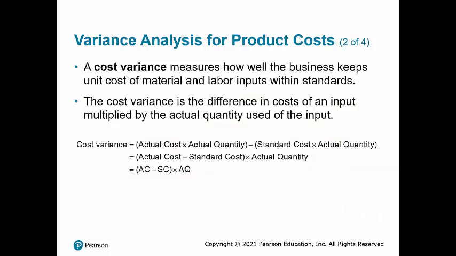A cost variance measures how well the business keeps unit cost of material and labor inputs within standards. As the name suggests, the cost variance is the difference in cost, or actual cost per unit less the standard cost per unit of an input, multiplied by the actual quantity used of the input. For example, if the actual costs are higher than the standard, the variance is unfavorable.